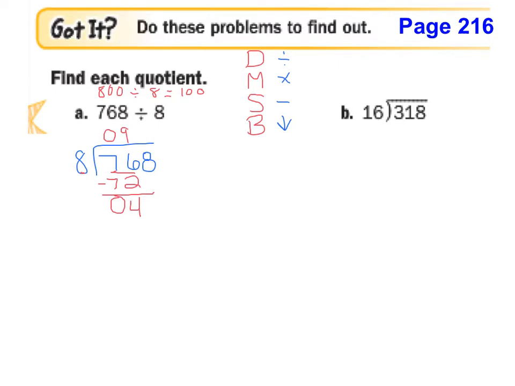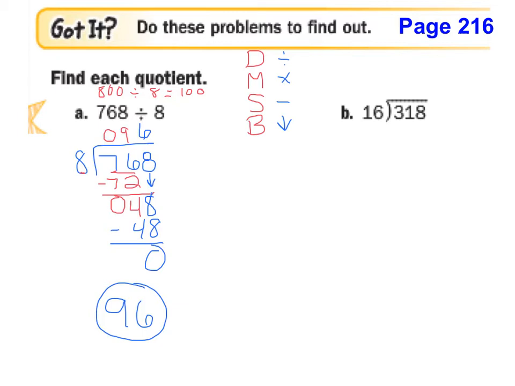So now the brother steps in and says, go ahead and bring down the 8. And 8 goes into 48 6 times. 8 times 6 is 48. Subtract, and I have remainder 0. So my answer is 96. And 96 is very close to my estimate of 100. So I know I have a good answer.